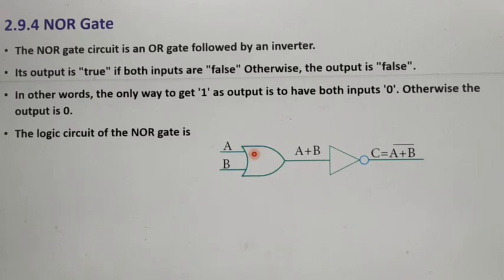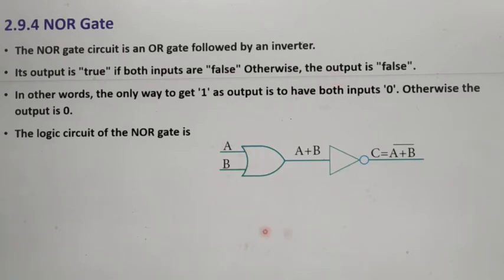Next we can see about NOR gate. The NOR gate circuit is an OR gate followed by an inverter. This is the logic circuit for NOR gate. Here, OR gate followed by an inverter, which is NOR gate. Its output is true if both inputs are false. Otherwise the output is false.